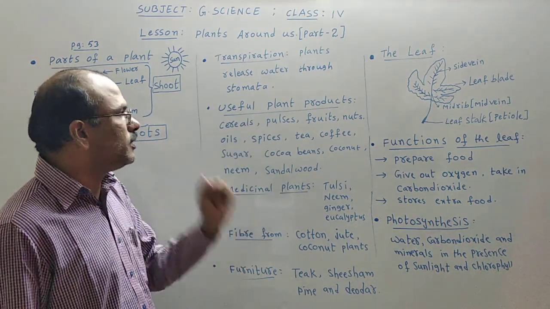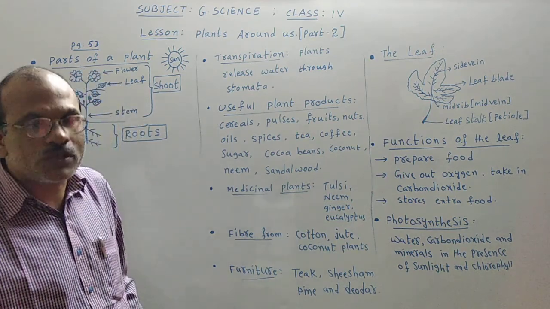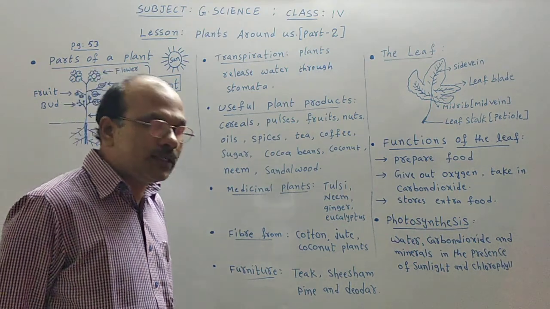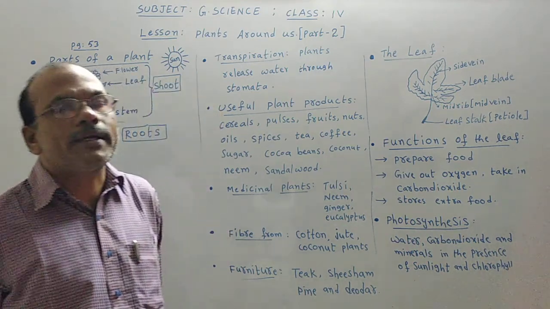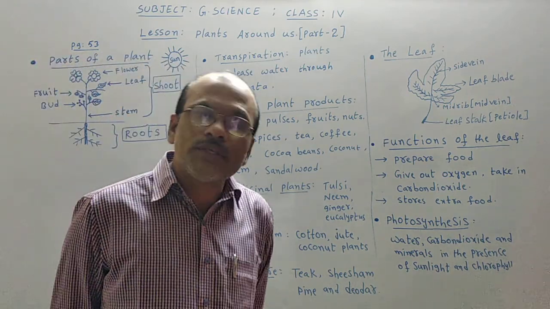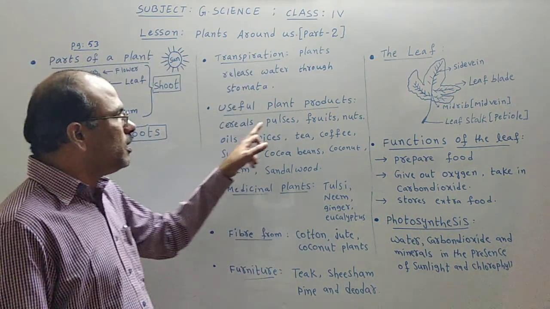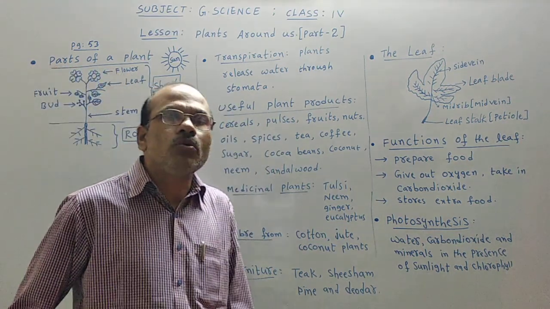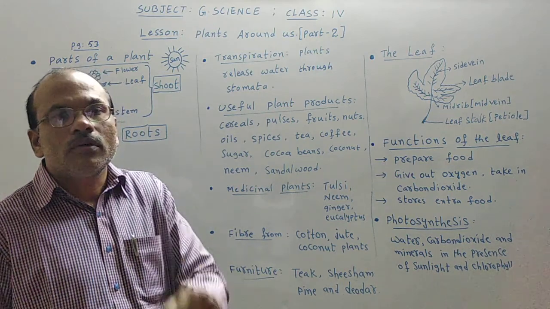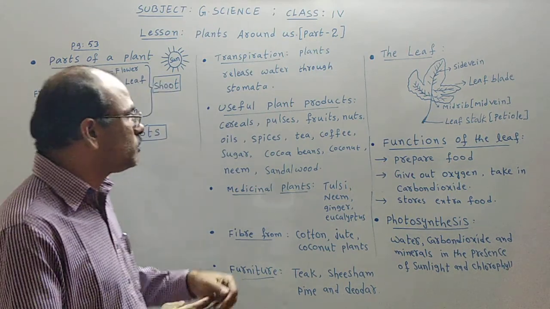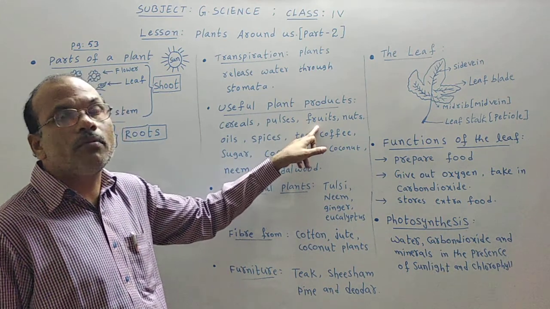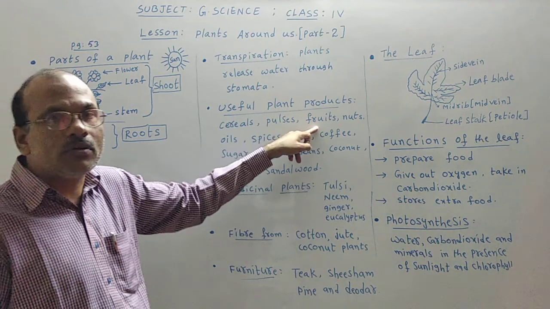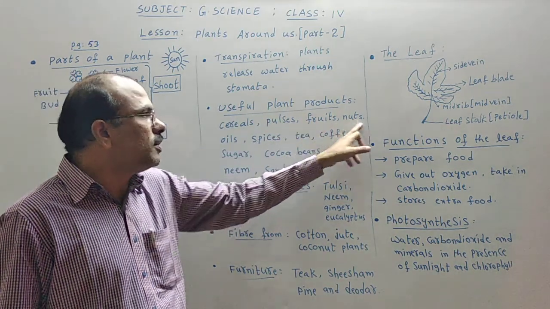See here: cereals, pulses. Cereals means maize and all those we can see. We get those powders and packets at our houses and we eat them. Those are cereals. Pulses, we know we have different types of pulses: moong dal, black gram, green gram, all those pulses. Fruits, we know banana, mango, watermelon. All those fruits we are eating, now grapes and all those fruits.